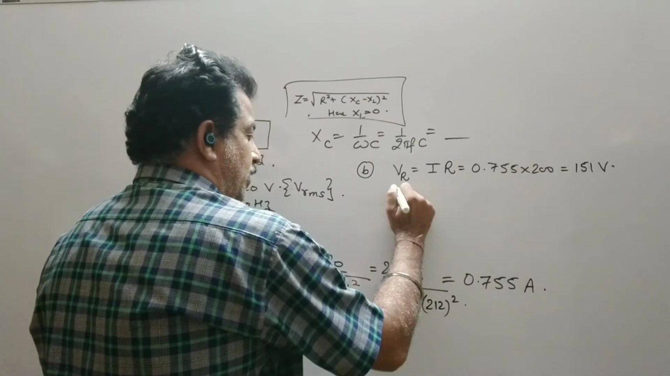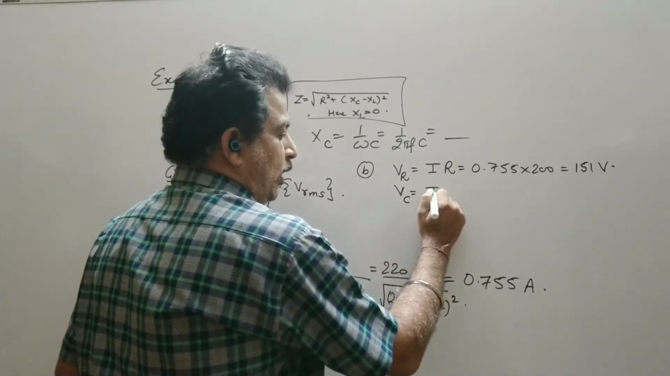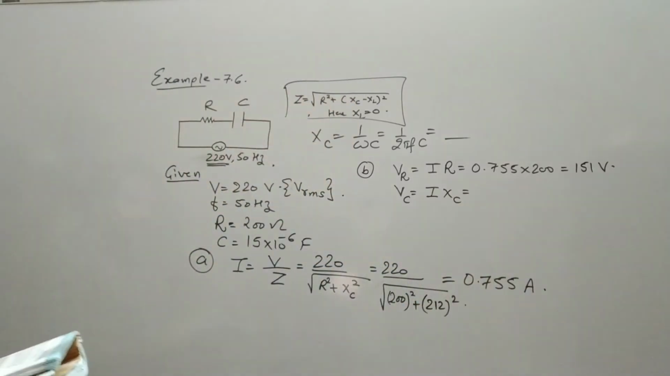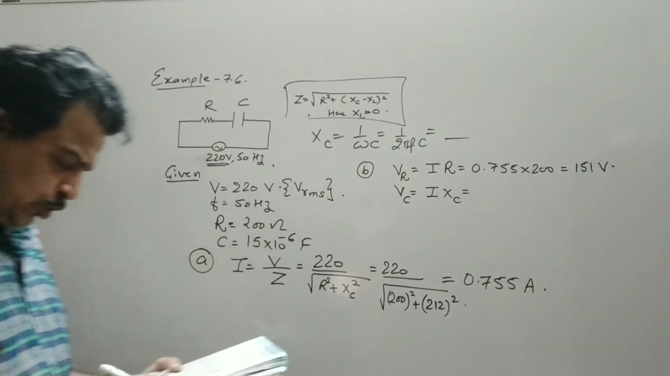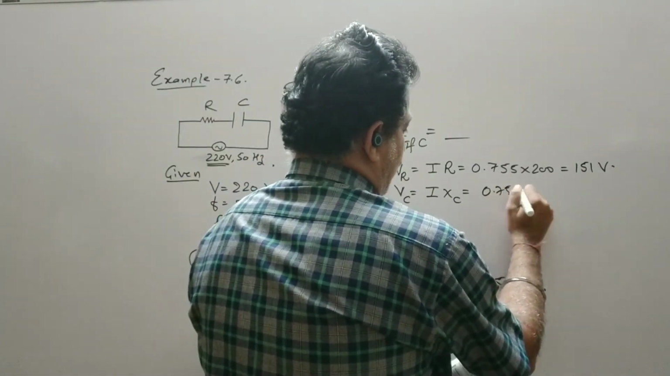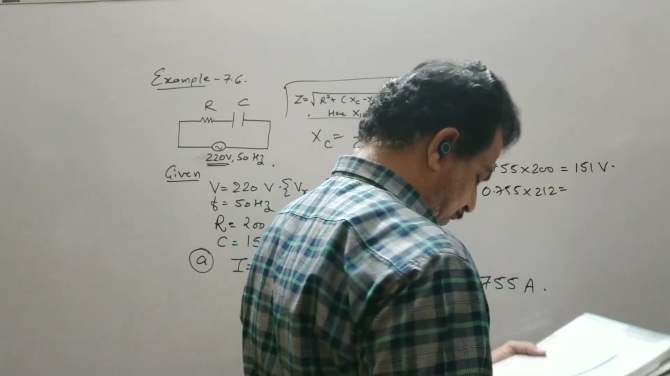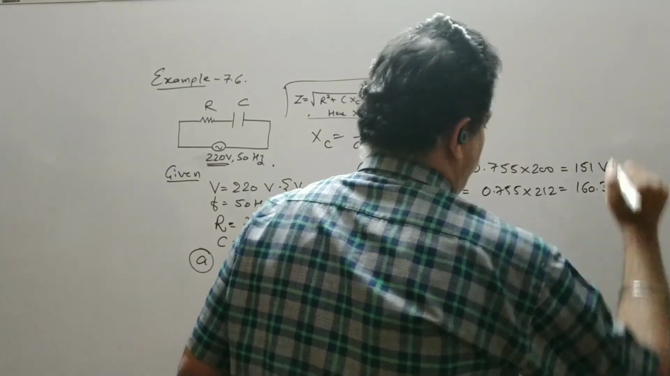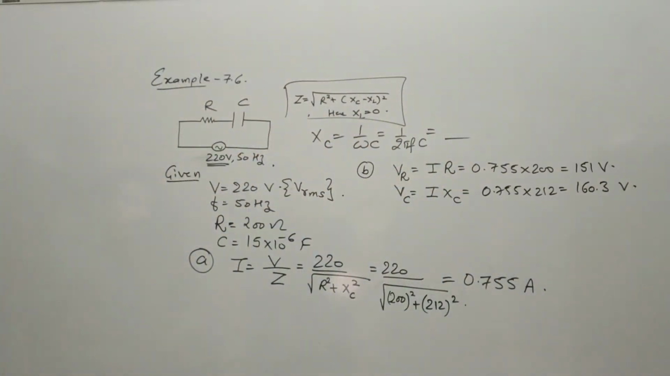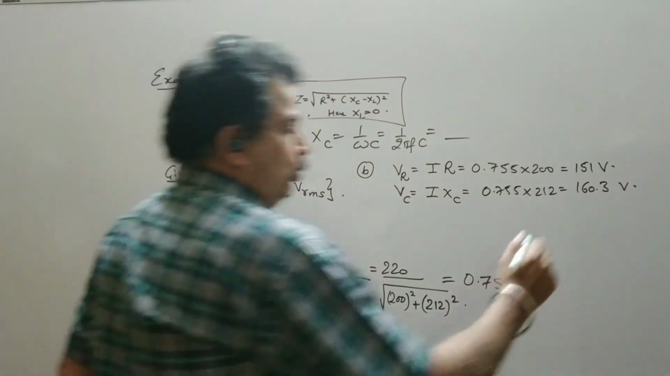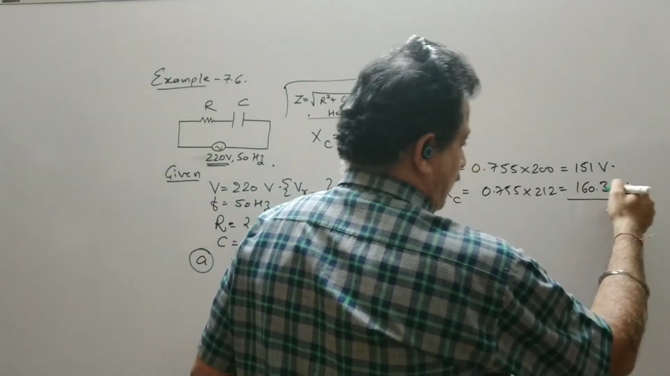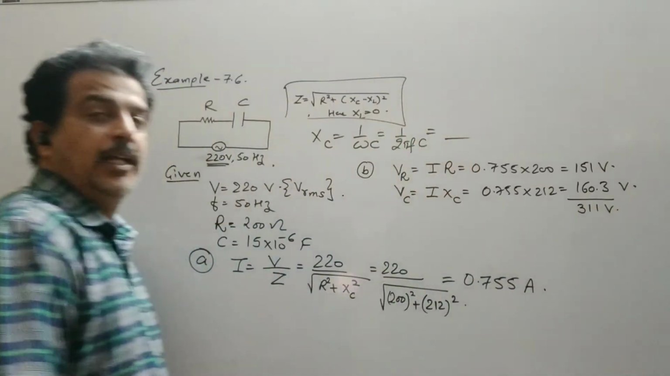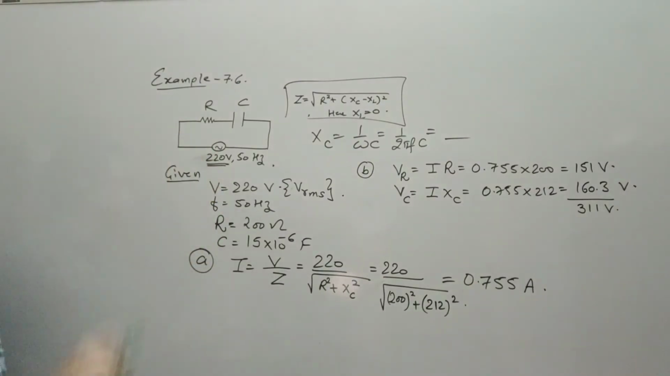And then VC, the VRMS across C. So I into XC, that is the Ohm's law again. So this value comes out to be 0.755 into 212, that is equal to 160.3 volt. Now see what we were talking in the theory. If we do the summation of these two, let us ignore this 0.3, it comes out to be 311 volt and not the 220 volt.